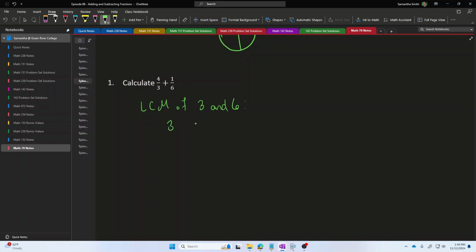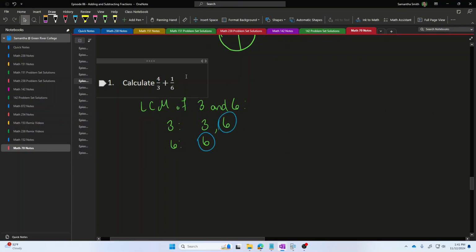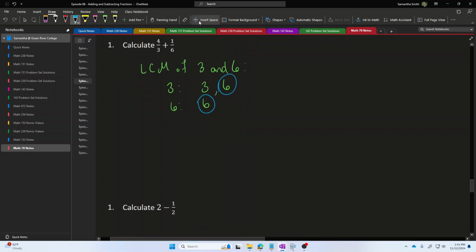If I list the multiples of 3, I get 3 and then 6, but 6 is a multiple of 6 as well. So 6 will work as a common multiple for both denominators, and I will try to get both fractions to have a denominator of 6. Now 1/6 already has the correct denominator.